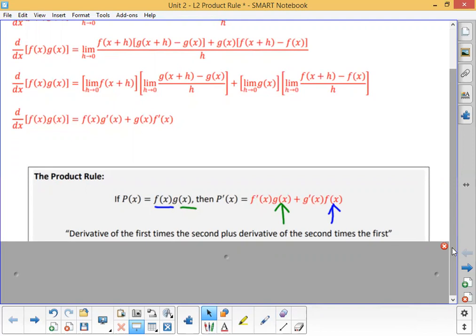That might seem difficult to understand, but if you had to go through the whole first principles process, it would take you so long. So it is a shortcut so we can bypass first principles and directly deal with our functions. I'm going to keep rewriting this formula throughout. Derivative of the first times the second function.